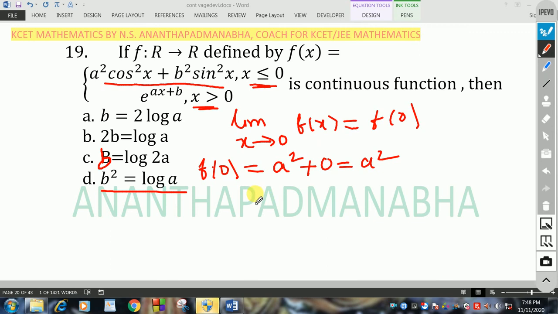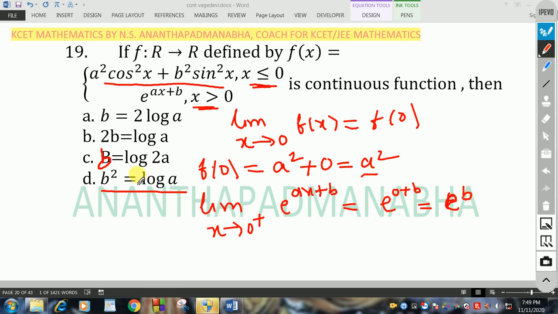Now if I find the right hand limit, it is enough instead of the left hand limit, because when you find the left hand limit also, you will get a square only. So I will find x approaches 0 plus, that is the right hand limit, which will be e to the power of ax plus b. As x approaches 0, it is e to the power of 0 plus b, which is equal to e to the power of b.